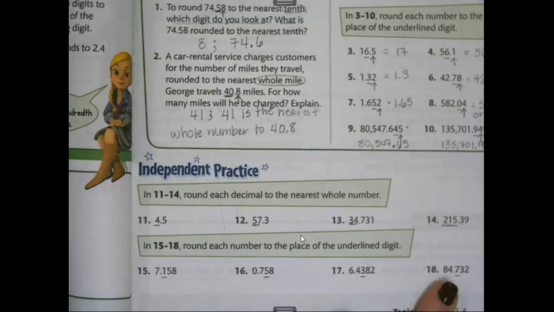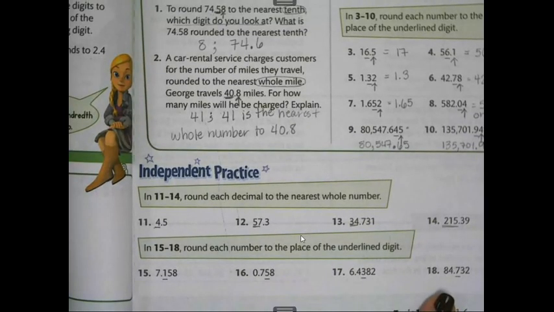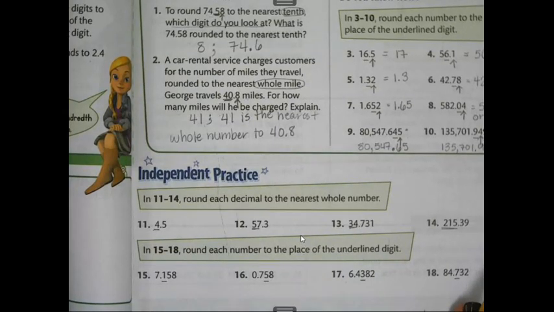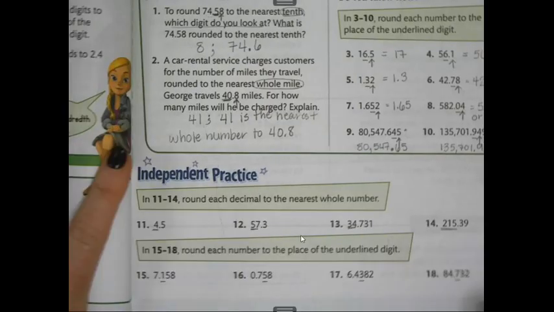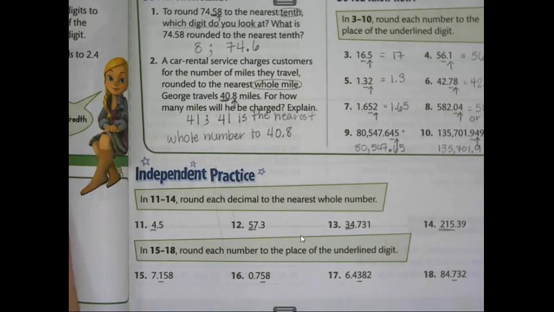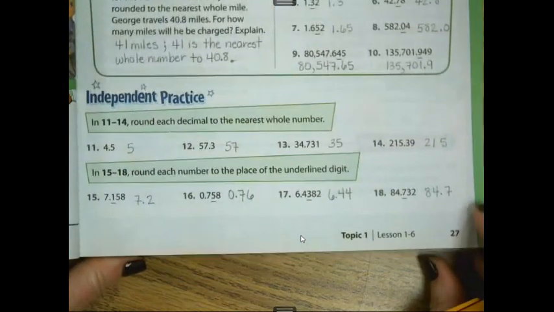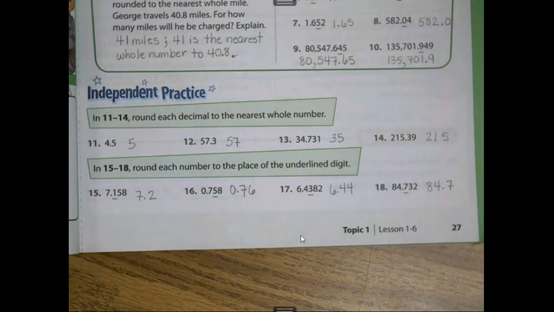For 15 through 18, you're going to round to the place of the underlined digit. So pause the video, work those out, and when you're ready to go over them, I'll have mine ready for you. All right, so here are the solutions to 11 through 18.